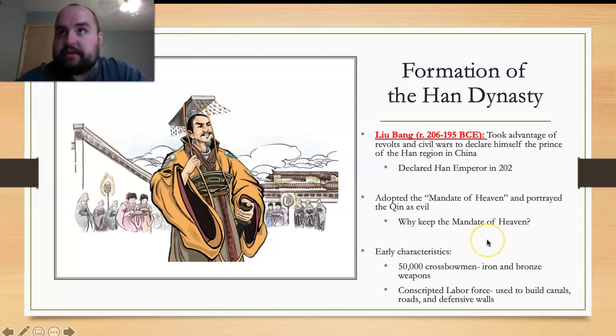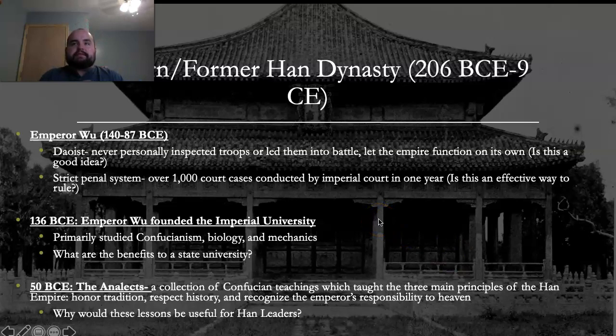The Han were quite efficient in taking over this empire. They had an elite 50,000 crossbowman army, which would use iron and bronze weapons, and a conscripted labor force which efficiently built canals, roads, and defensive walls all across their empire. A couple of things that set the Western Han Dynasty apart. The Western or former Han Dynasty lasted from about 206 BCE to 9 CE, and quickly adopted and altered many Qin innovations to create their own empire.